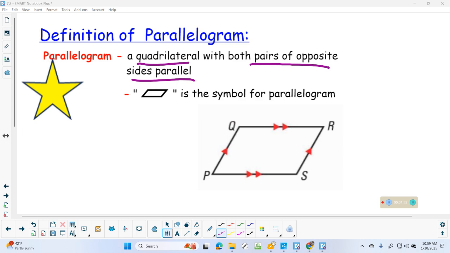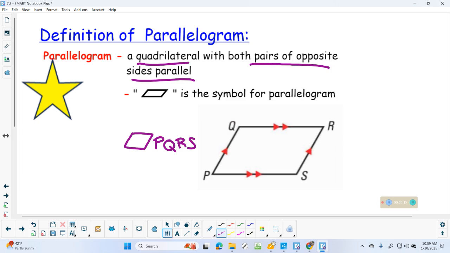Okay, so if you wanted to name this parallelogram, and I'm really bad at drawing these, you could name it PQRS, or however you want to scramble that. Like in the past, we had triangles you would name, like triangle ABC. That's how you would name that parallelogram.